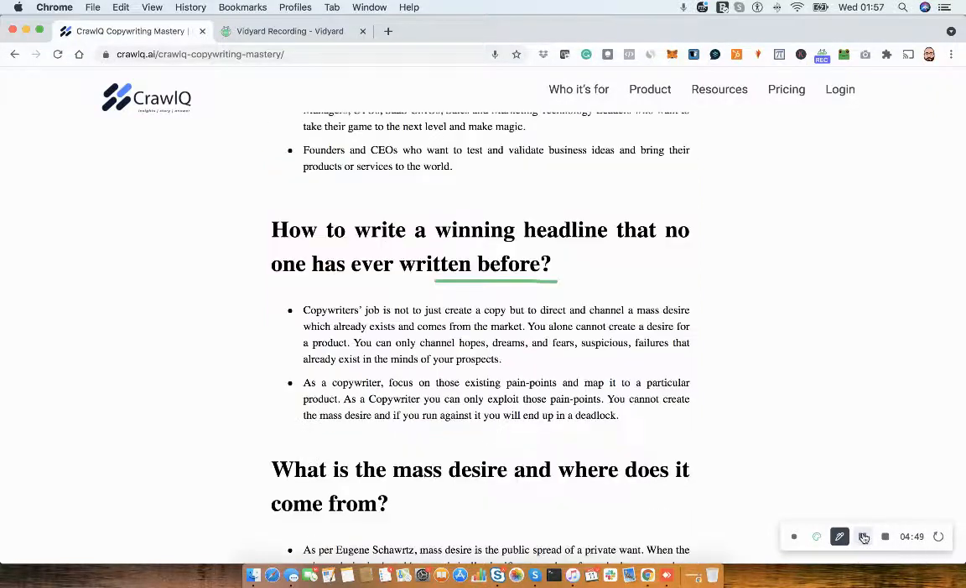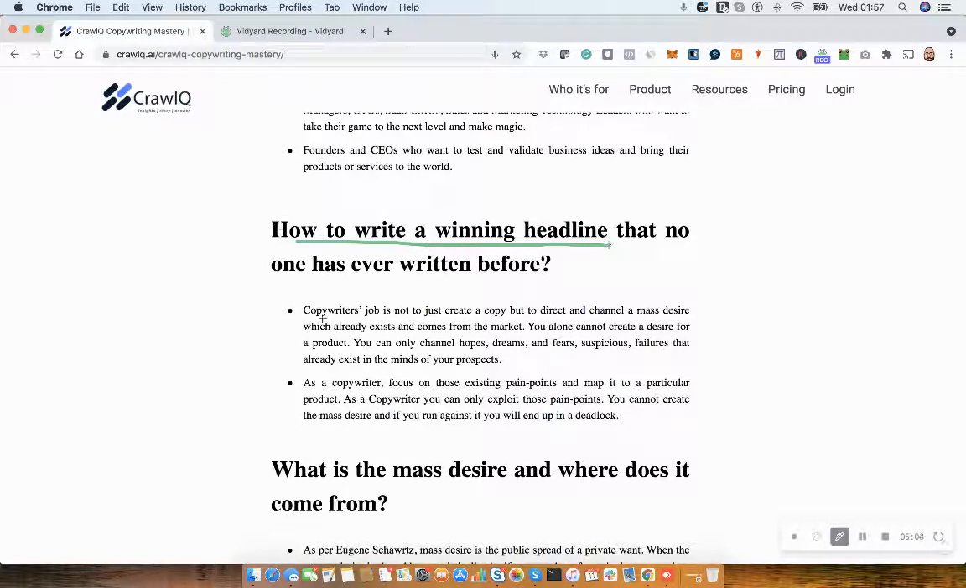So let's jump into this framework. First things first, I really want to touch upon this, and this is the foundation: how to write a winning headline that no one has even written before.